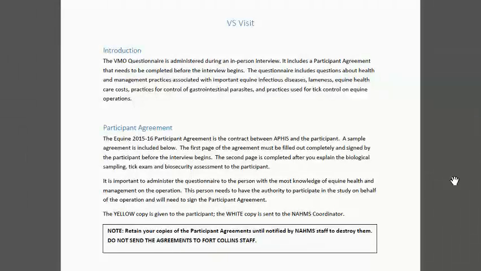The yellow copy stays with the participant, and the white copy is sent to the NAHMS coordinator, and the NAHMS coordinator keeps those consent forms. And it's this consent form that the coordinator can use when they're asked for the summaries from Abby as to what the participant has agreed to do. We've already gone over confidentiality, and Abby will be sending out any follow-up email with the decisions from the NAHMS leadership and how they want to handle that.